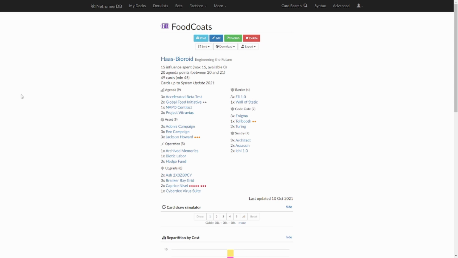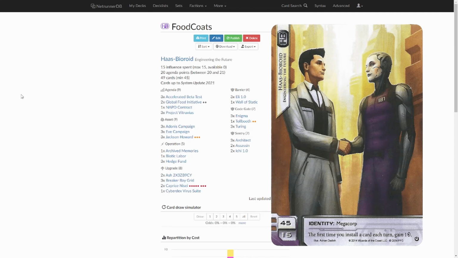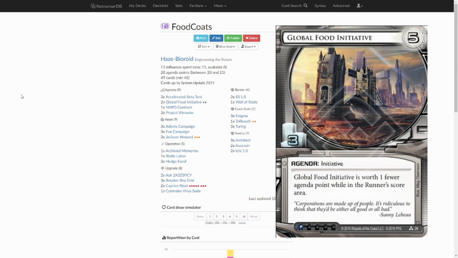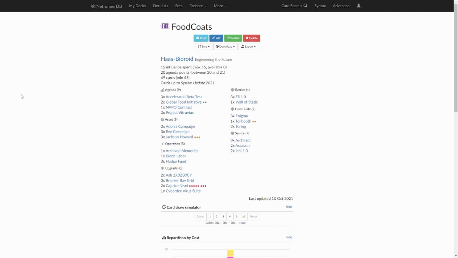It's one of those archetypes that's been around forever. ETF was the standout best HB identity pretty much the whole time, and people have always attempted to make scoring decks out of it. But I think Global Food Initiative coming along is what really prompted people to revisit this archetype and realize that it's actually really good when you can force the runner to steal four agendas to win every game, rather than, I don't know what exactly they were playing before, but it will have been a real three-pointer.